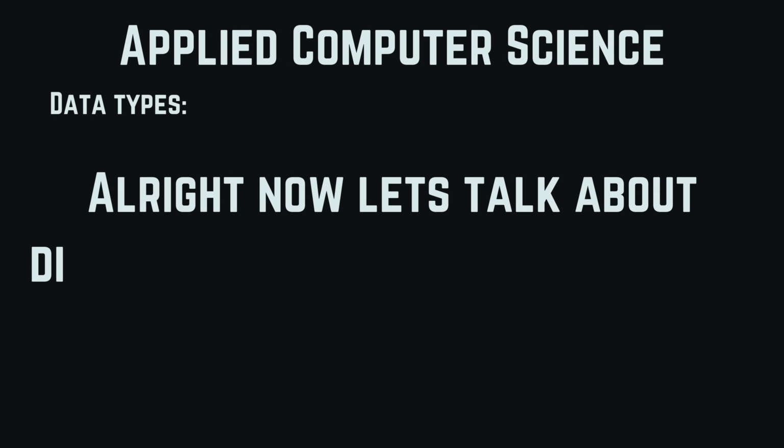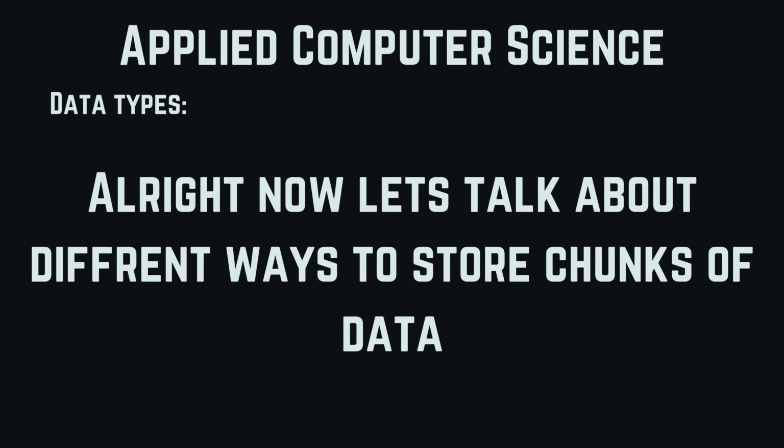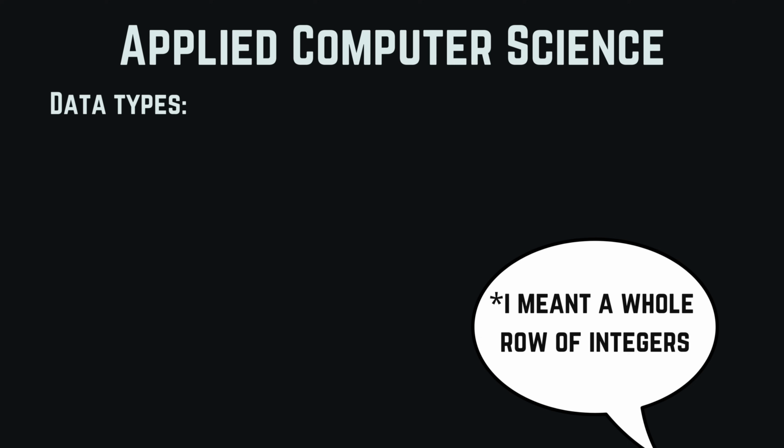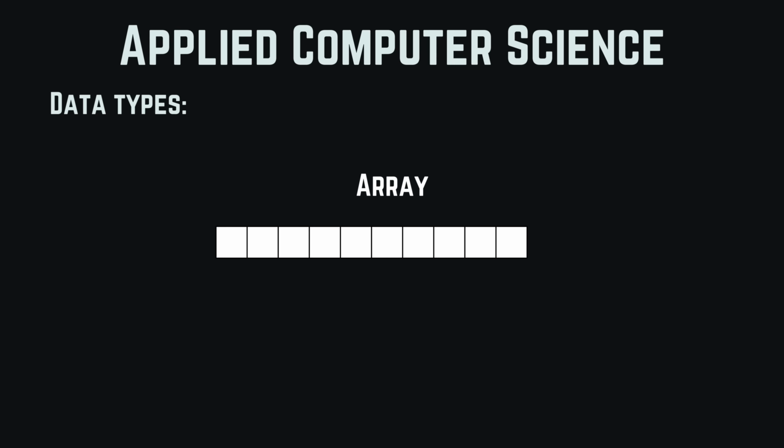Alright, now let's talk about different ways to store chunks of data. Imagine you want to have a whole block of integers. You can achieve this by using a data structure called an array. An array has a fixed size, meaning that once you've initialized it and your program is running, you can't change the size anymore. So adding more elements will not work.